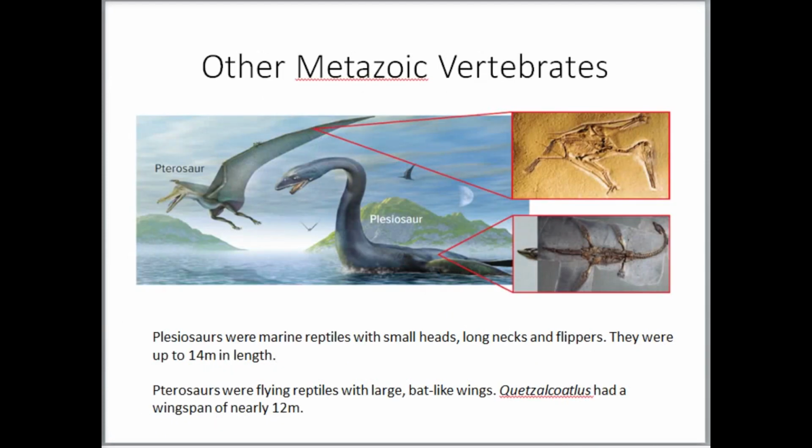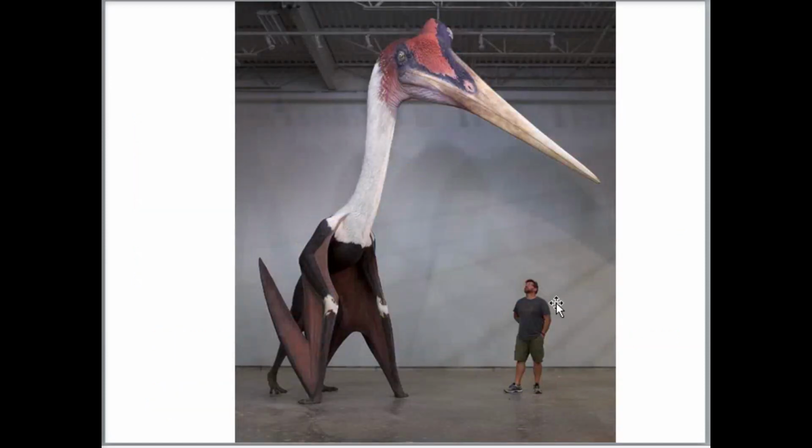Okay. Other creatures we had were these flying things called pterosaurs, and this marine dinosaur called a plesiosaur. And it shows you here how big they are: 14 meters for the plesiosaur, and a wingspan of 12 meters for the Quetzalcoatlus, which was an example of a pterosaur. Now, 12 meters doesn't sound all that big until you see how big it is in comparison to a human being. Gigantic.